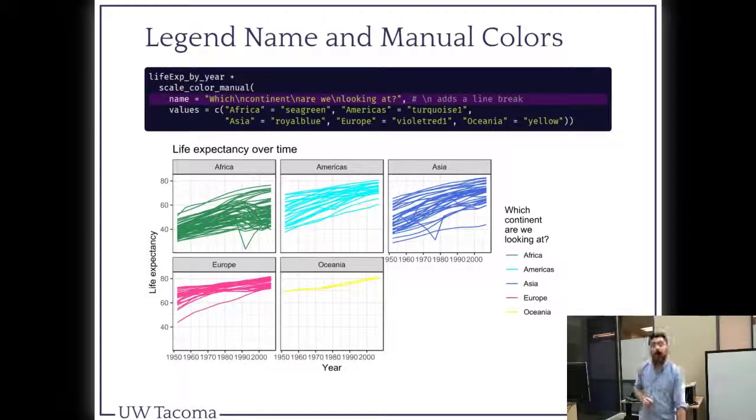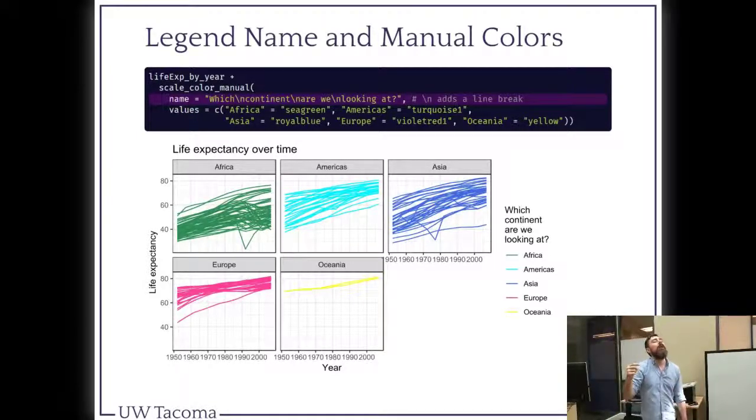So I say here, the values are, because it's scale color manual and color's already been assigned to continent, I don't have to specify the variable anymore. I just specify the values that are in that variable. I say values equals, I want every observation associated with Africa to be sea green, the Americas to be turquoise, Asia to be royal blue, so on and so forth. And those colors just line up.